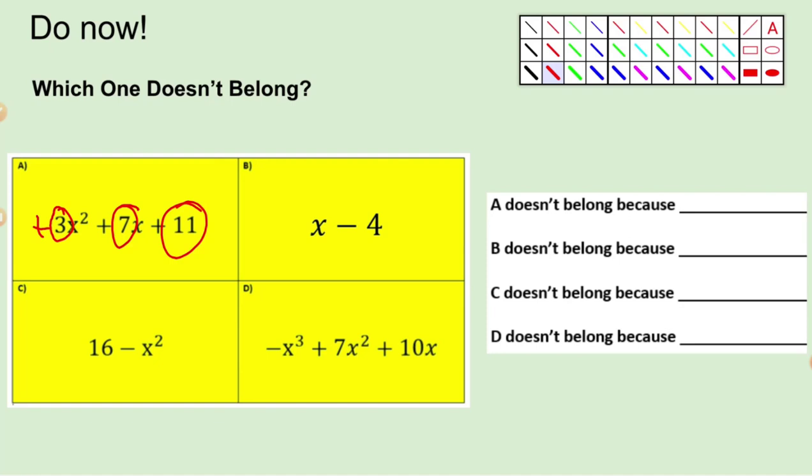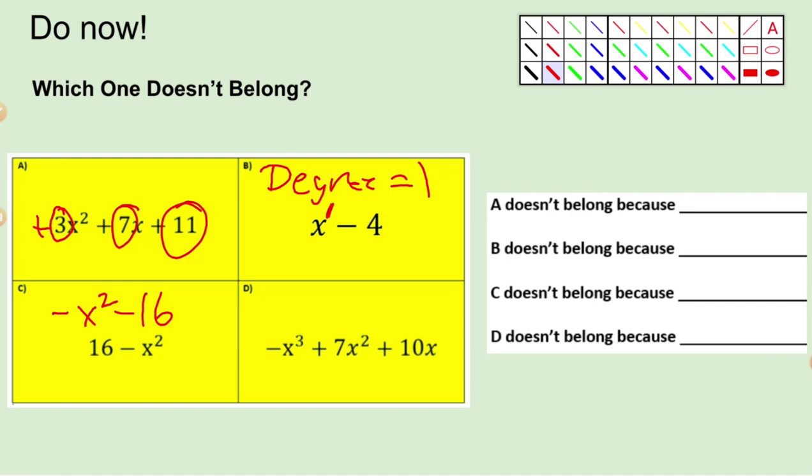What about B? This is the only one where the highest degree is 1. So I would say B doesn't belong because its degree is equal to 1. There's no other one that has a degree of 1, so that means it's a linear function. For C, the big one that stands out to me is that it is not written in standard form. Standard form should be written the other way around. So I would say C doesn't belong because it's not in standard form.